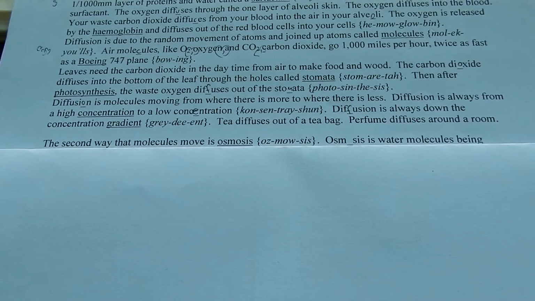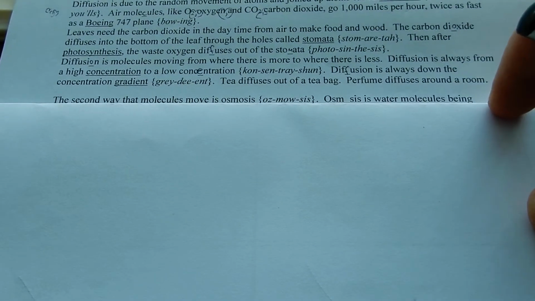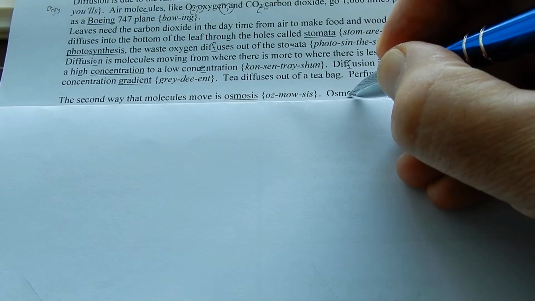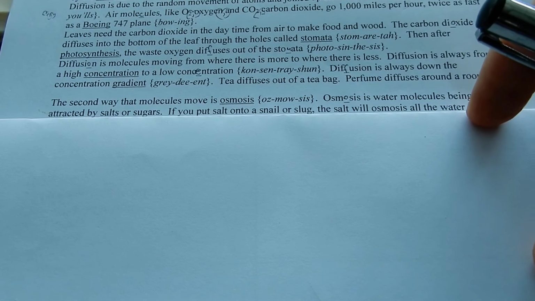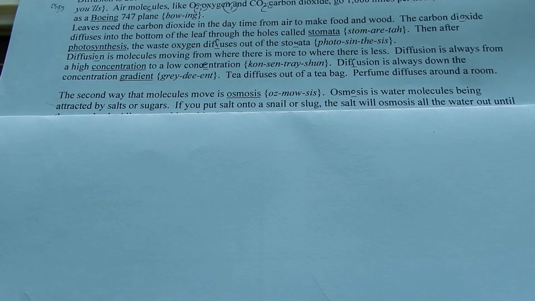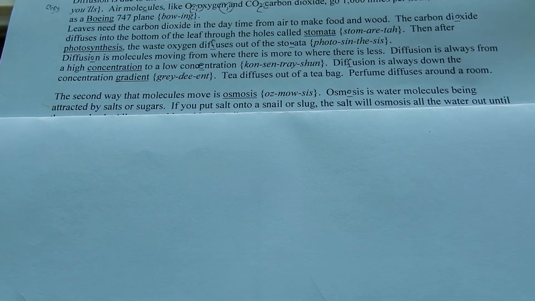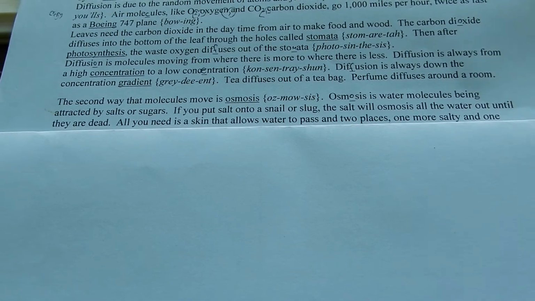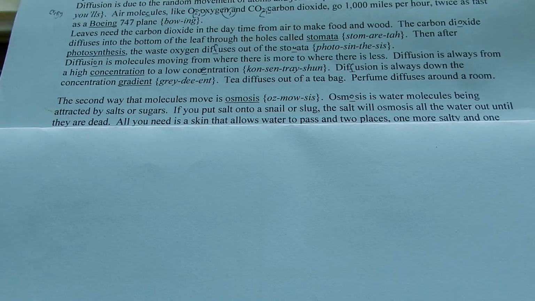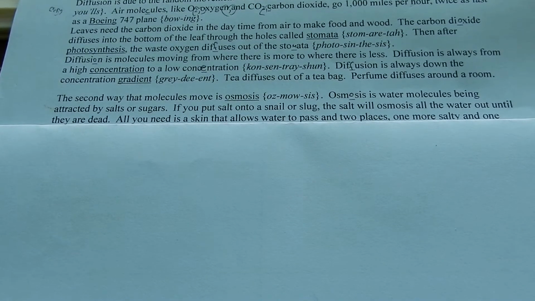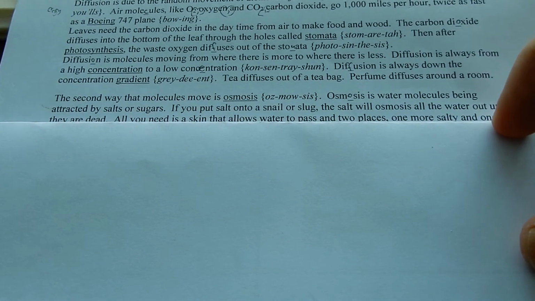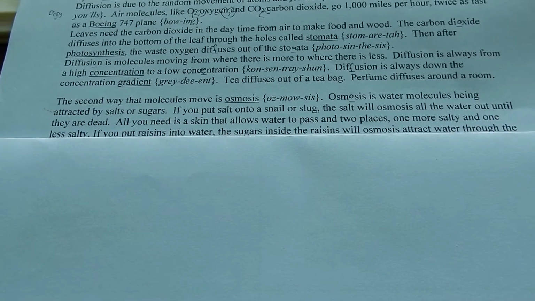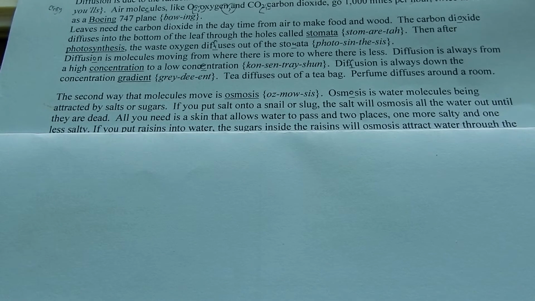The second way that molecules move is osmosis. Osmosis is water molecules being attracted by salts or sugars. If you put salt onto a snail or slug, the salt will osmosis all the water out until they are dead. All you need is a skin that allows water to pass and two places. One more salty and one less salty.